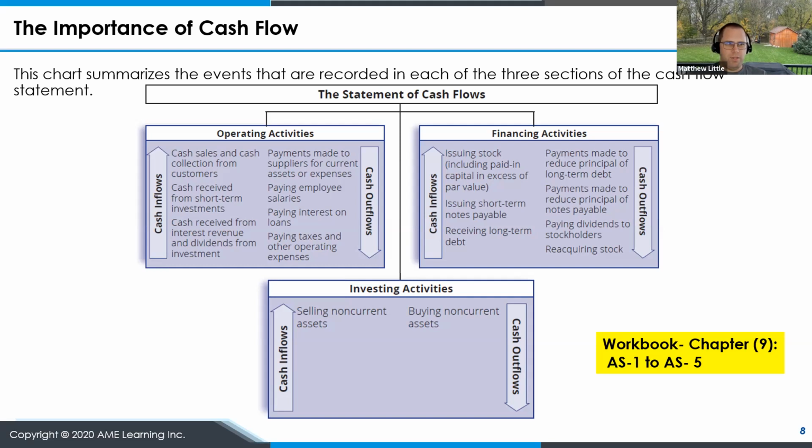Financing, there's some examples on here. We receive long-term debt or repay long-term debt, paying dividends out, issuing stock. Investing activities, we sell non-current assets or buy non-current assets. So typically, equipment or machinery, that kind of stuff. There's some examples in the workbook if you want to take a look.